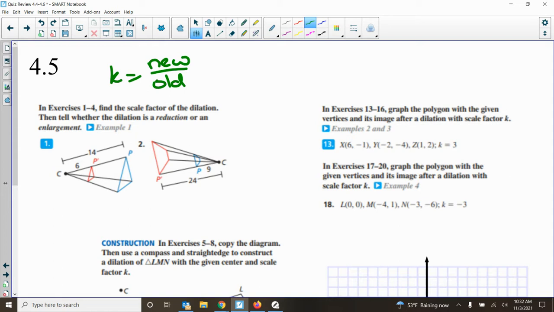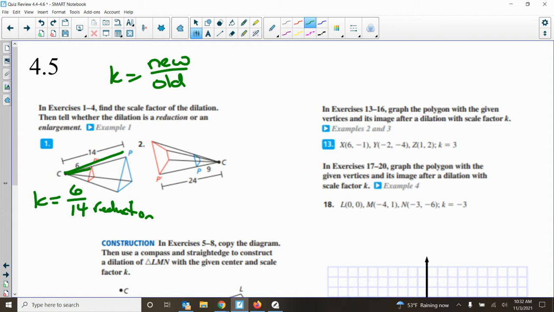Well, the old length is 14. The new length is 6. So the scale factor K is new length 6 over old length 14, 6/14. Notice this number is less than 1, so this is going to be a reduction.